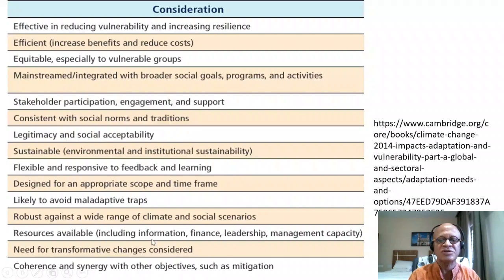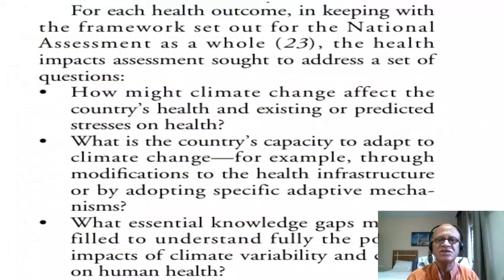We talked about RCPs and SSPs. Resources available, including information, finance, leadership, and management capacity. Need for transformative changes considered. Coherence and synergy with other objectives such as mitigation. So mitigation should not contradict adaptation and vice versa. So there should be coherence and synergy across these.